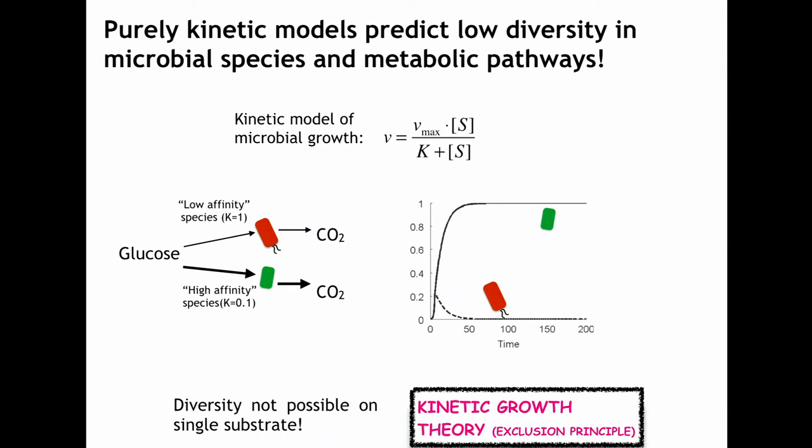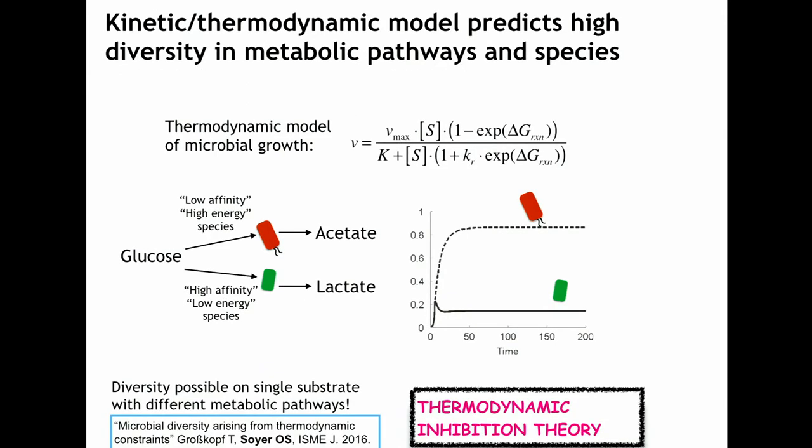This is just showing a chemostat model here. So that's fine, I don't have to go into details of that. We thought, what would happen here if we now have a thermodynamical view of the world? In particular, if we now adjust this growth model with a thermodynamic factor, what this factor does is basically bring the product concentration into the equation, right? And now you can create situations where you grow on the same substrate, but both species can coexist.